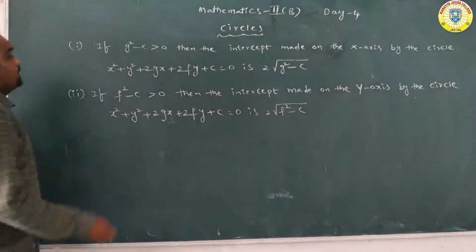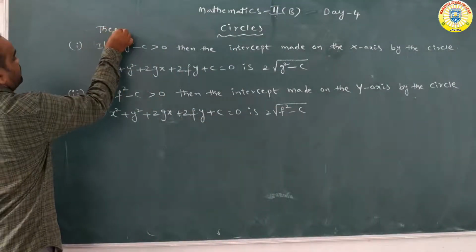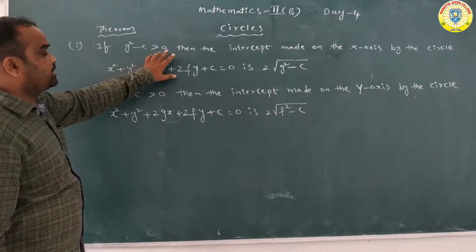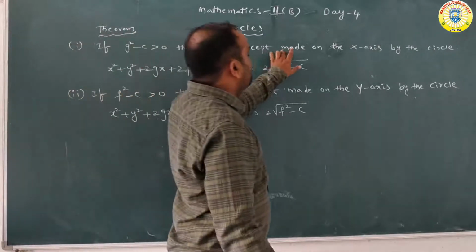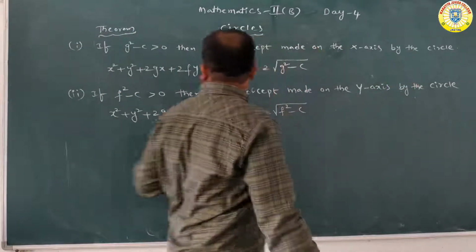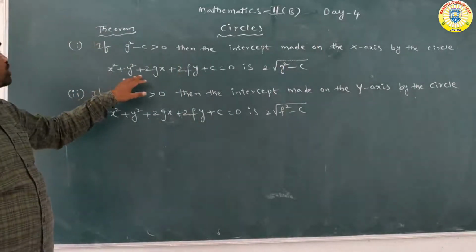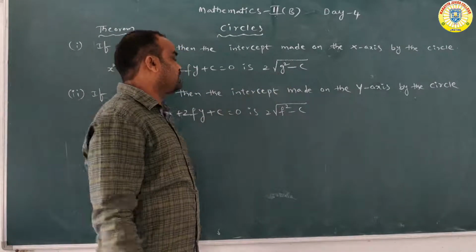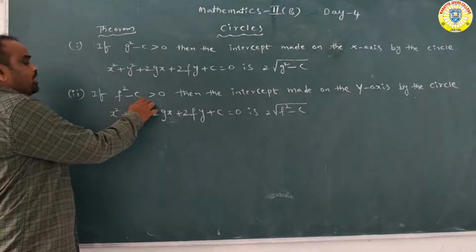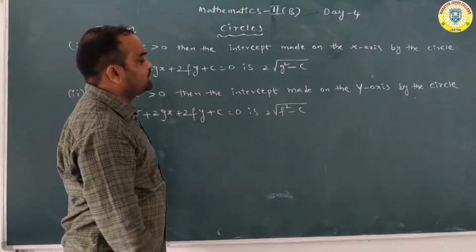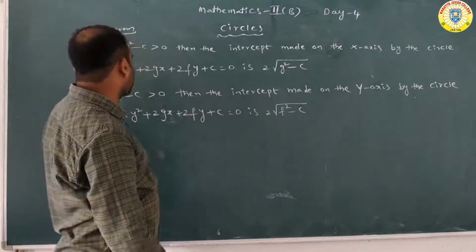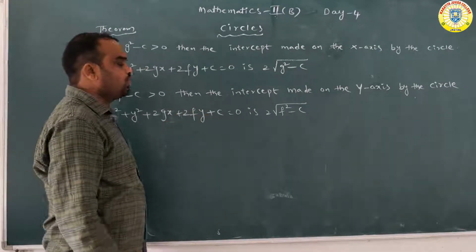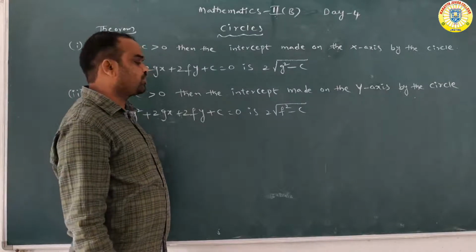Next theorem. If g square minus c is greater than 0, then the intercept made on the x-axis by the circle x square plus y square plus 2gx plus 2fy plus c is equal to 0 is 2 into under root of g square minus c. If f square minus c is greater than or equal to 0, then the intercept made on the y-axis by the same circle is 2 into under root of f square minus c.